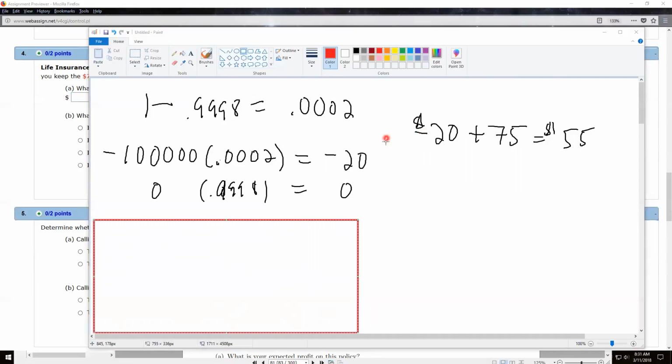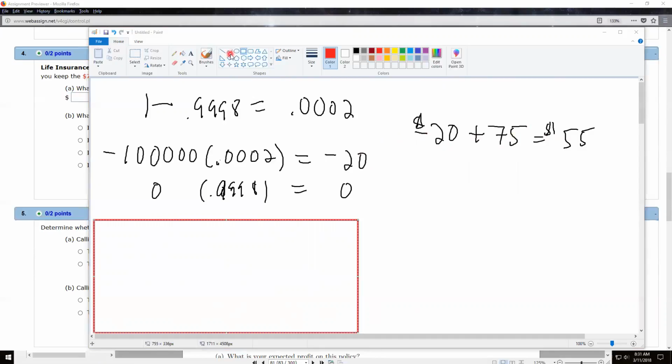But for each of these policies, which I haven't dealt with yet, they're going to get $75 for the year. So that gives them a net profit of $55 per policy. So that's really the expected profit for this policy. Now, that's dealing with the 75 all at once.